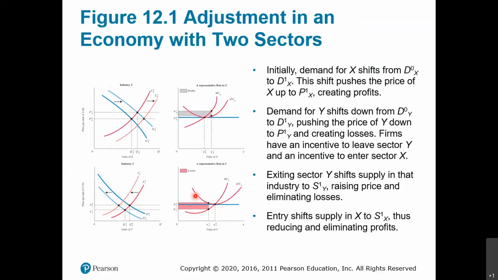But I want you to think about that. How a major change in energy could have a profound impact on toys. This is general equilibrium.